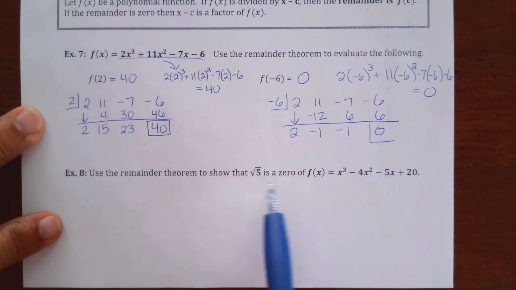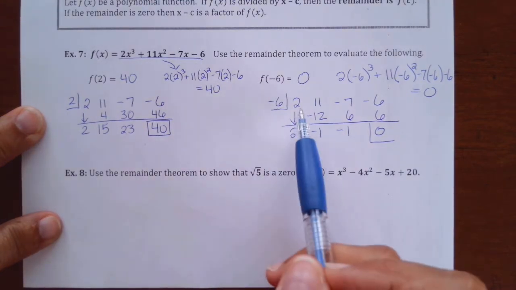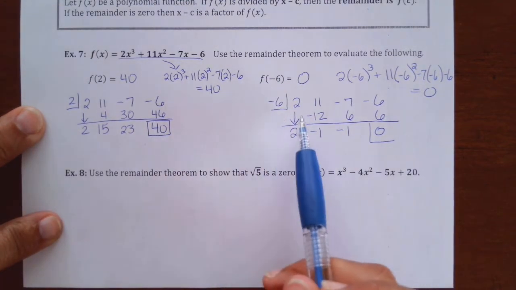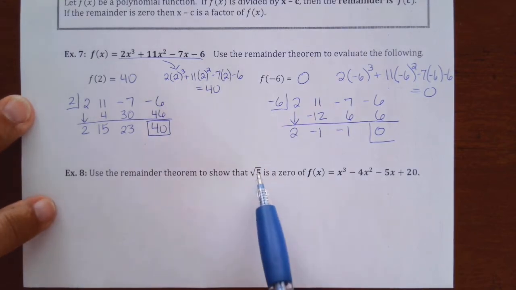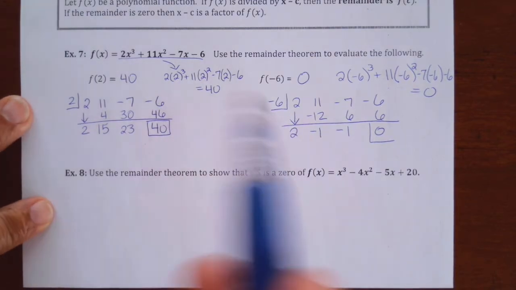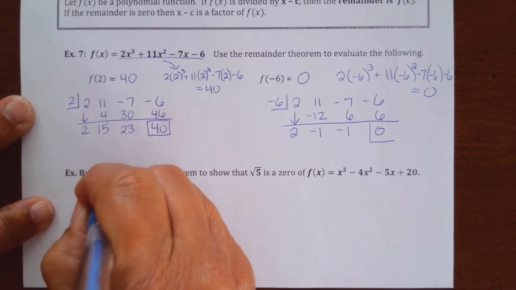Well, I don't really want to put the square root of 5 in here and multiply. That would be really hard for anybody to do. That's not a nice whole number that we can work with easily. So in this case, I would choose to do this method.